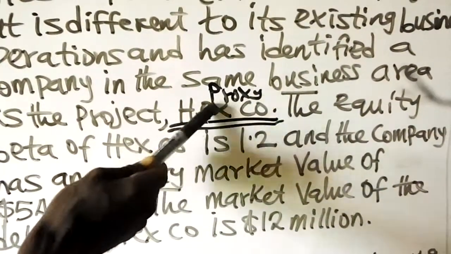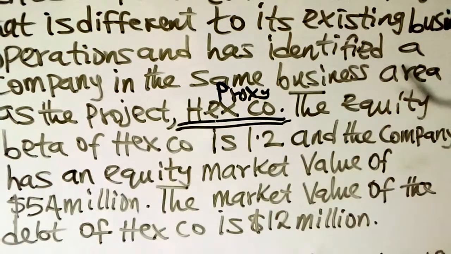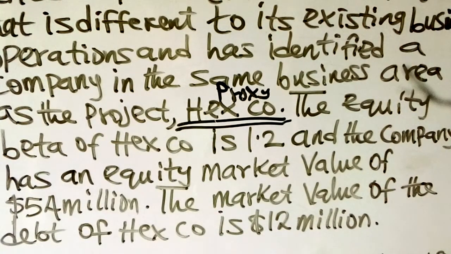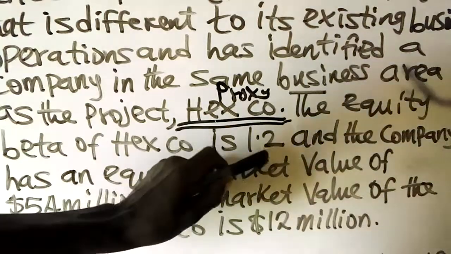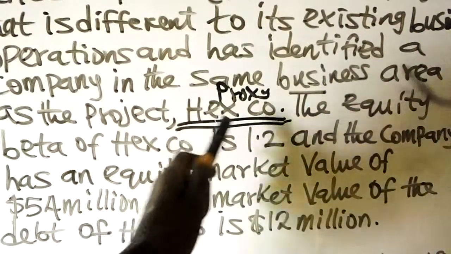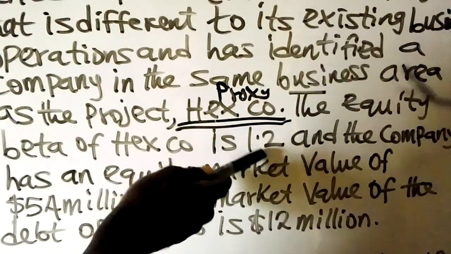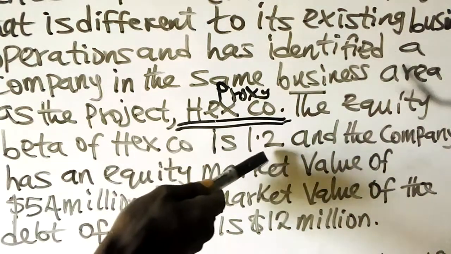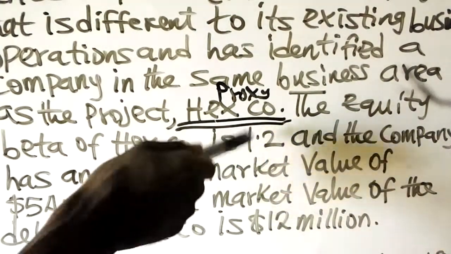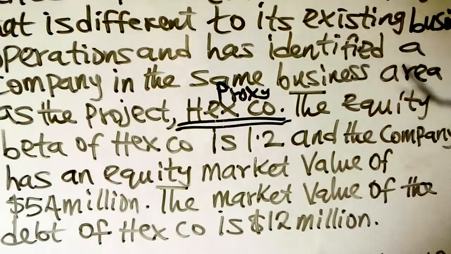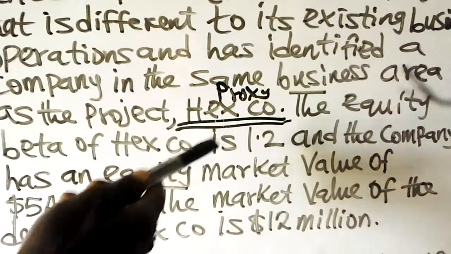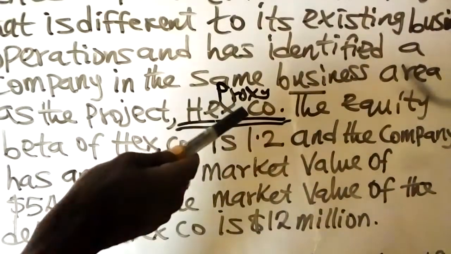Then that means we need to degear HESCO, since it is HESCO that is in the business area of the project. The equity beta of HESCO is 1.2. I've told you that when you degear the equity beta, you obtain the asset beta. Asset beta is the beta that reflects the correct systematic risk of this business area. Then when you obtain the asset beta, you can regear to obtain the equity beta of FENSCO, before you can calculate the cost of capital of FENSCO.